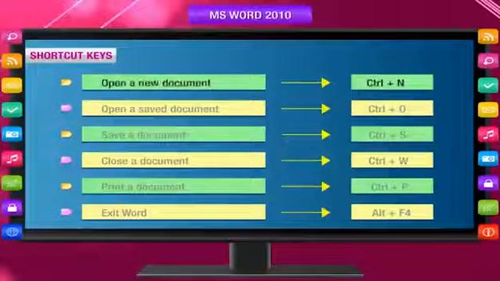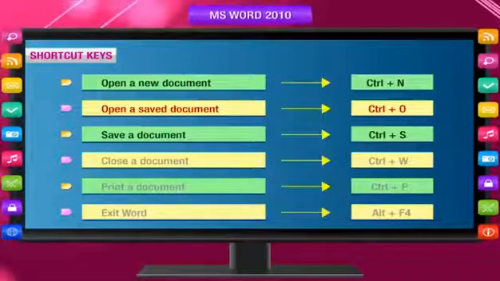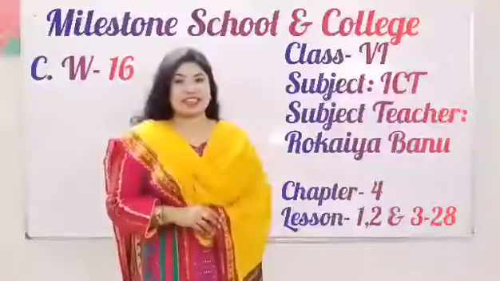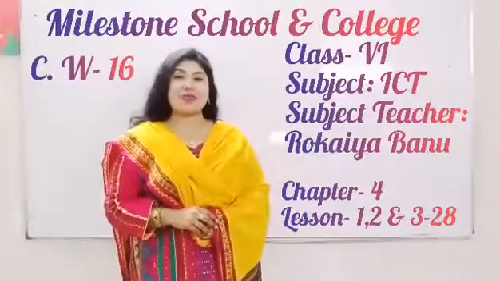Shortcut keys. Open a new document, Ctrl+N. Open a saved document, Ctrl+O. Save a document, Ctrl+S. Close a document, Ctrl+W. Print a document, Ctrl+P. Exit Word, Alt+F4.